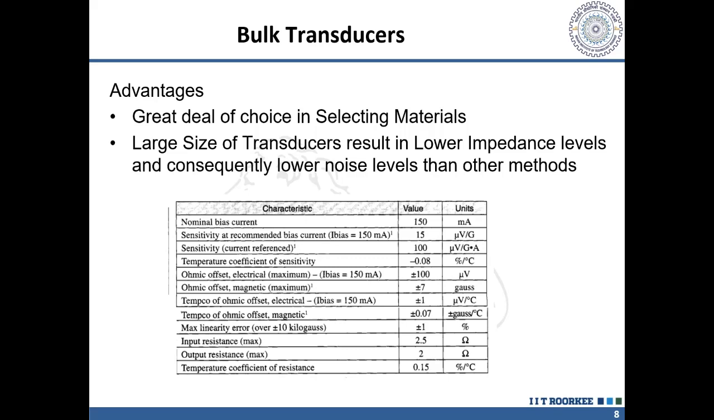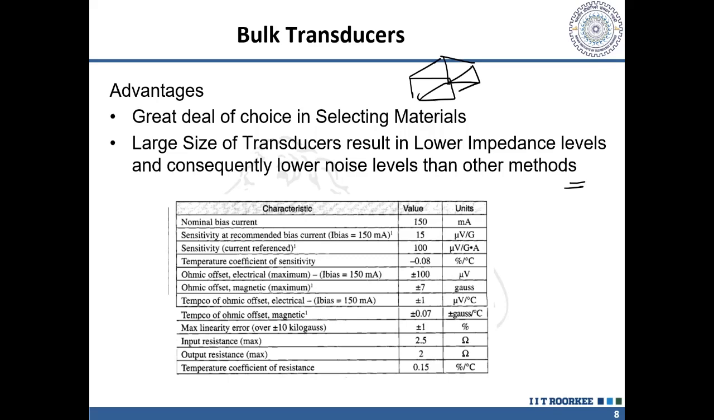The other way to classify transducers would be in terms of their construction. So basically, bulk transducers. They are made of bulk materials, meaning they have higher volume. They look more like a cube. The advantage of this is that you have a great deal of choice in selecting the materials. Their large size results in lower impedance or resistance levels, and consequently lower noise levels than other methods. This is kind of an intuitive solution.